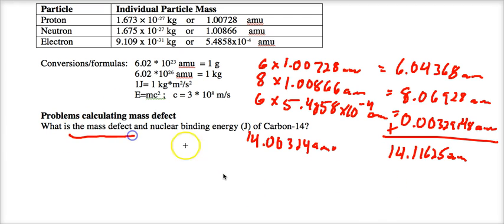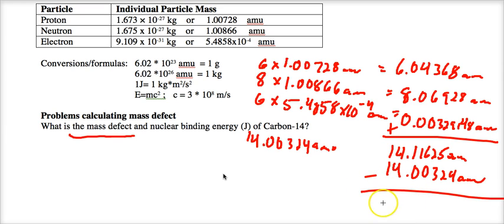First question is, what is the mass defect? So that's where we do our subtraction. Remember, mass defect is the missing mass. And I'm subtracting, I'm going to get my missing mass of 0.11301. Okay, that's my mass defect. And I'm going to box it.